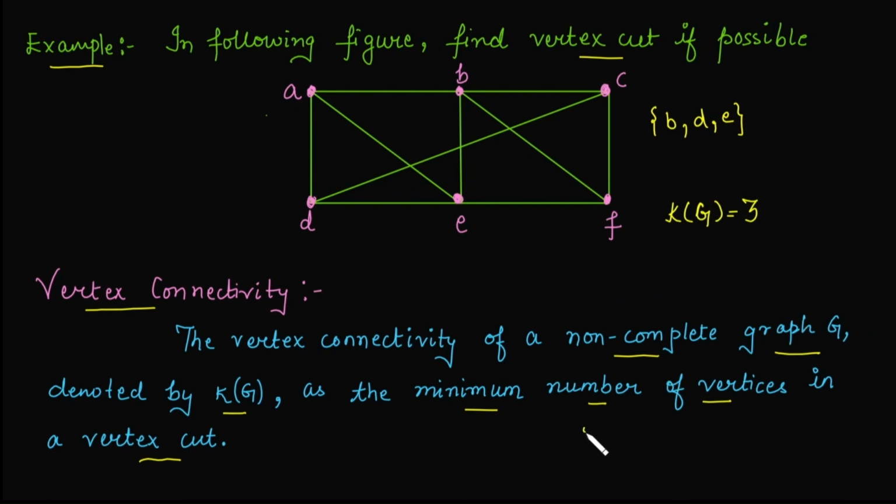And in cycle C4, the vertex connectivity is 2. Just by removing two vertices, you will get a disconnected graph, and that is the minimum number of vertices we are removing from the vertex set. Therefore, its connectivity is 2.